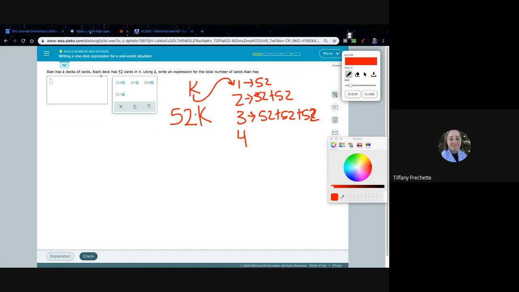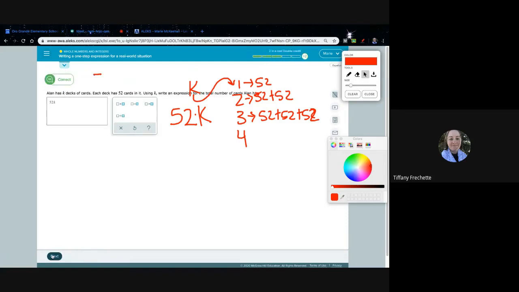So the other thing is I heard the word each. That tells me right away I'm going to have multiplication. So we have 52 times K, or just 52K. And remember, I can change this and plug it in. So I was using repeated addition, but I could also use multiplication. So I just say 2 times 52. That would be the same thing as 52 plus 52. Or 3 times 52. Again, the same thing as 52 plus 52 plus 52. Multiplication is just repeated addition. That's really all it is. So we're going to type in 52. Okay. Check. All right, we're good to go.